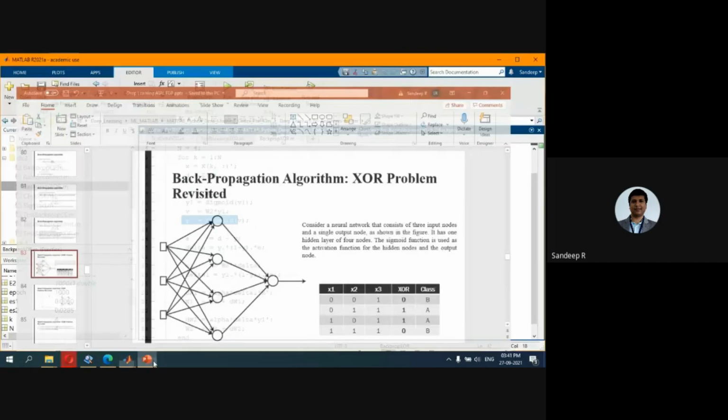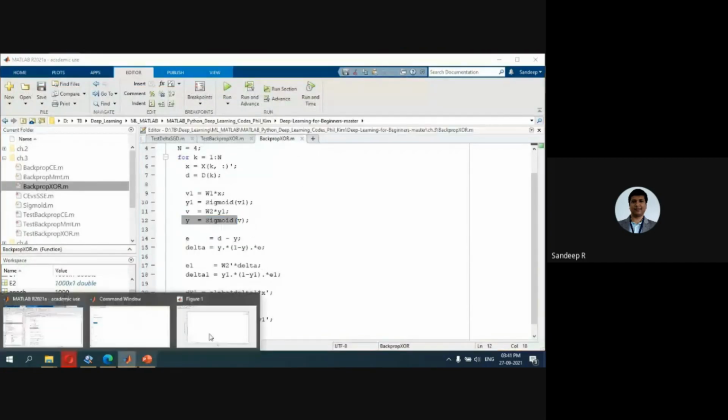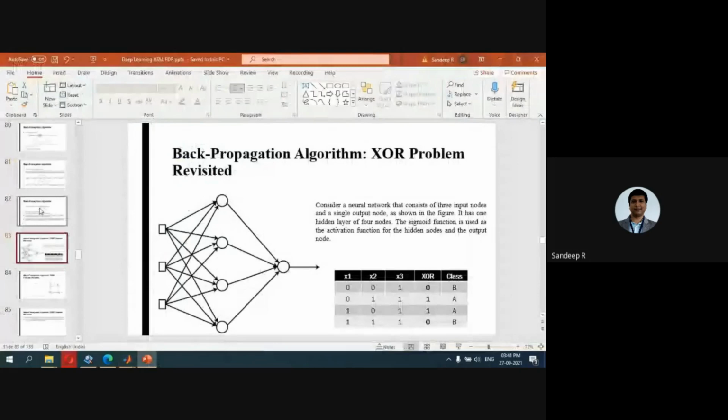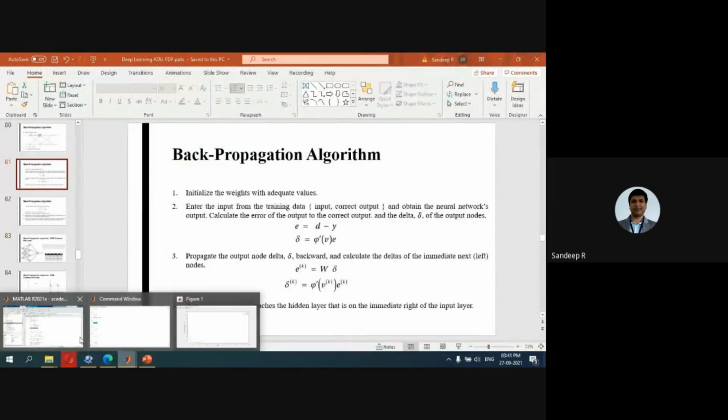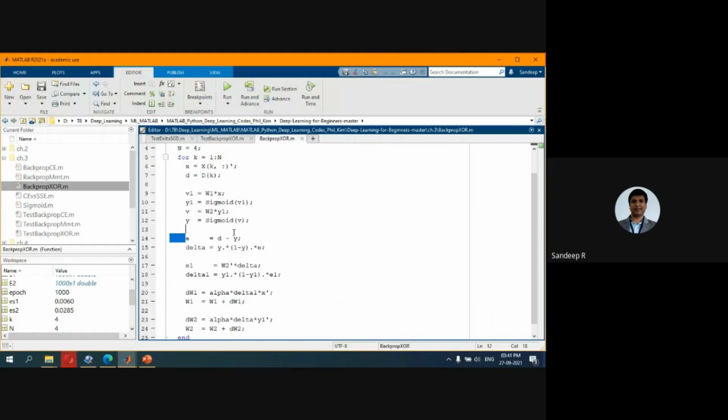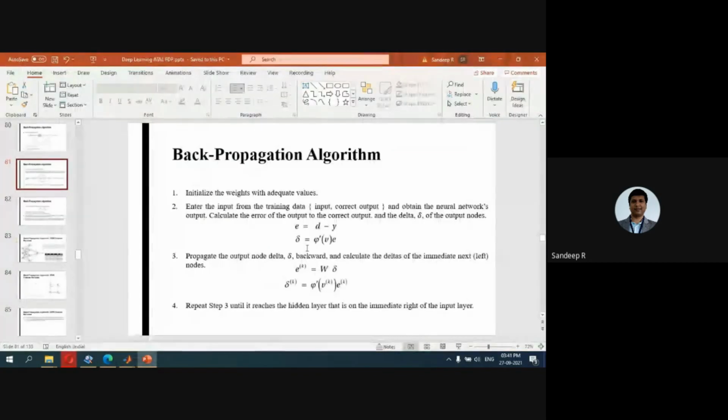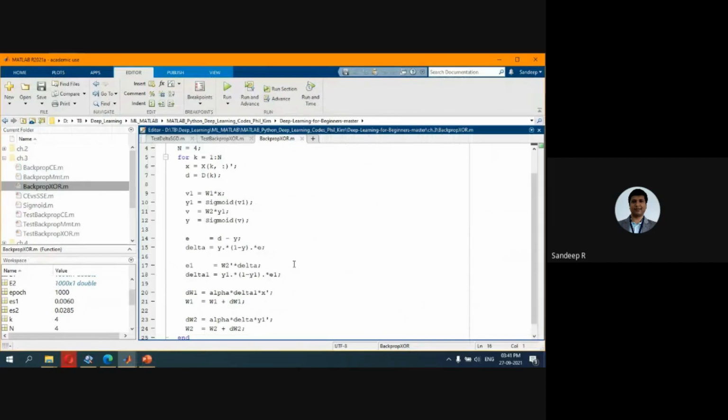Once we have calculated the error at the output node, so let's go to this step so it will be easy for you as per this code. So we'll calculate the error. So error calculation is done. Delta we have to do. Differentiation of sigmoid activation function is nothing but sigmoid function into 1 minus output of sigmoid function into the error. So we have done this. So we have calculated delta, and then now we have to do back propagation, right?